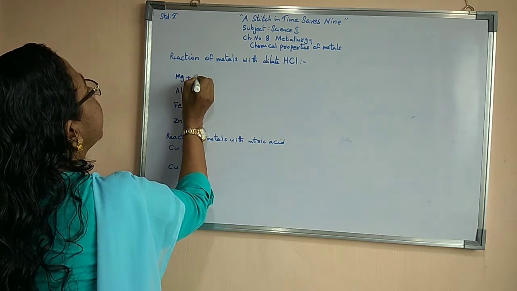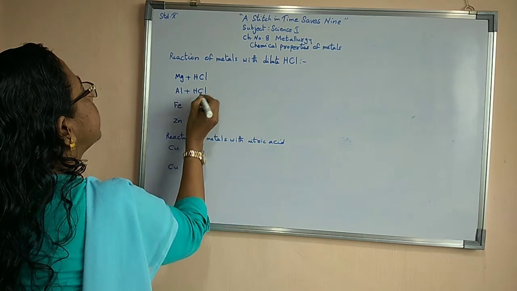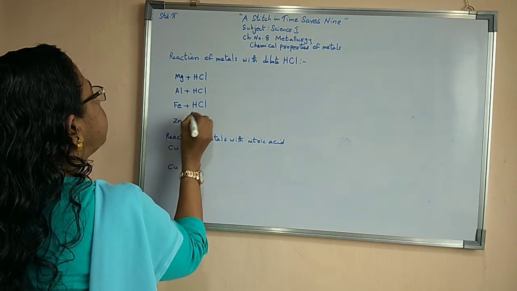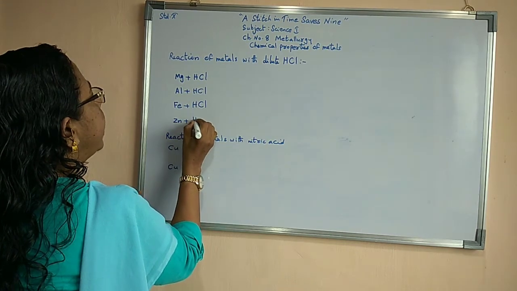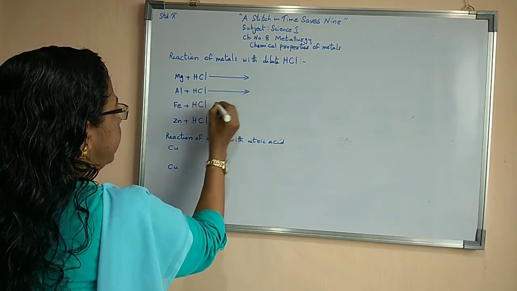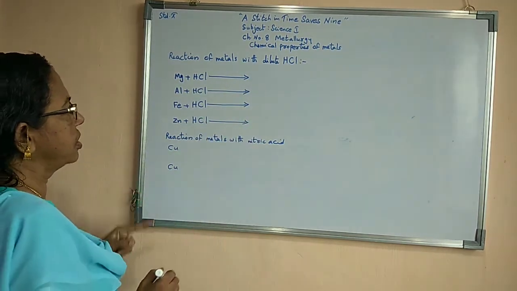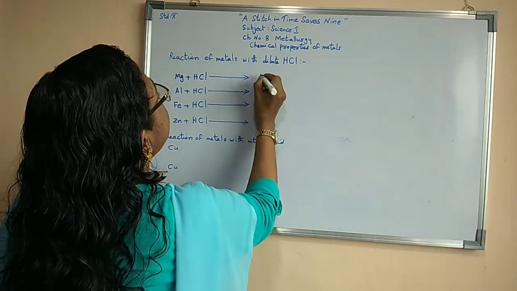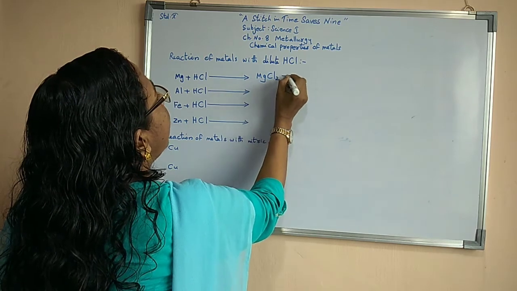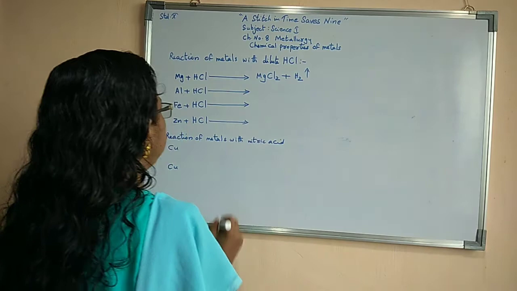Magnesium reacts with the hydrochloric acid. Here again aluminium reacts with the hydrochloric acid. We have taken dilute hydrochloric acid. Here again dilute hydrochloric acid. As a result of it, there will be the formation of salt. Magnesium reacts with the chlorine, magnesium chloride will form, MgCl2. Along with that hydrogen gas will evolve out.